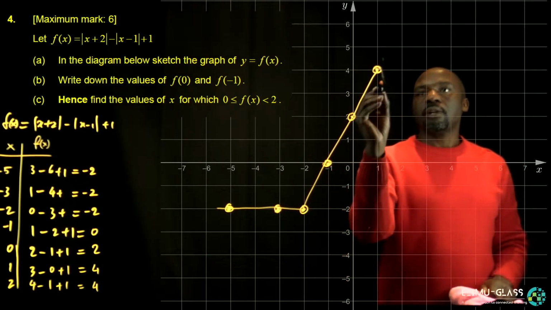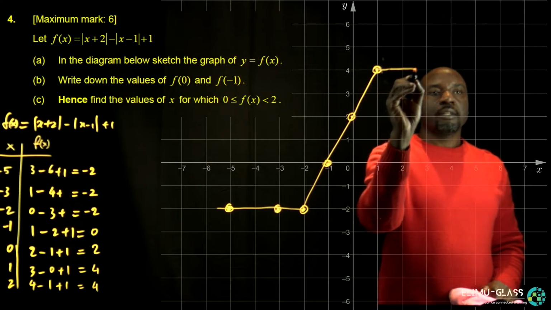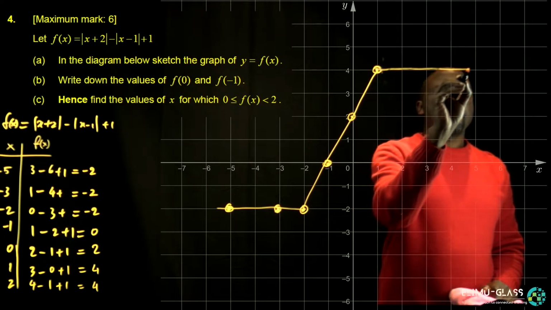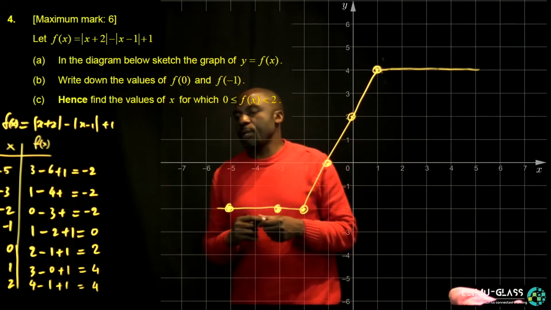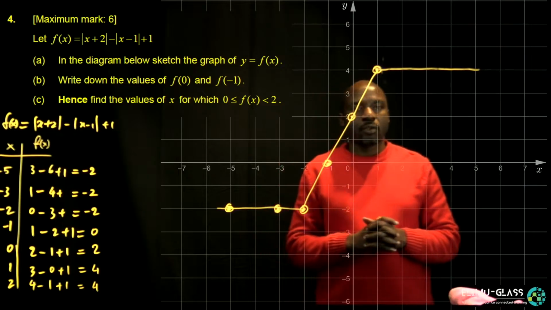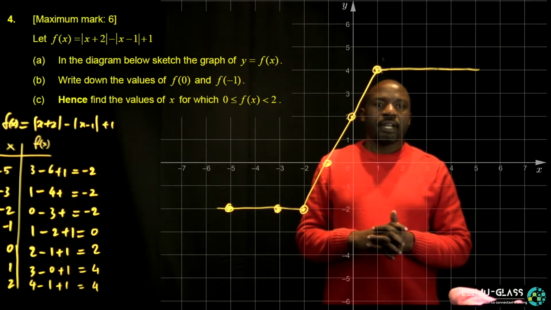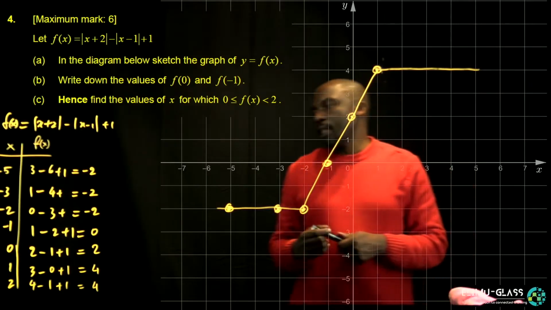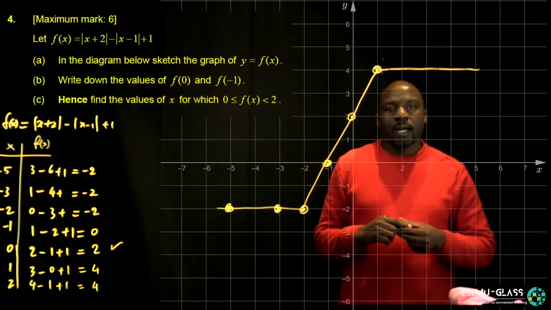A better horizontal line that goes like that and continues that way. So that would be the graph that was expected out of you for this question. Part B was to write down the value of f of 0. I believe we already did that. f of 0 is here. f of 0 is 2.